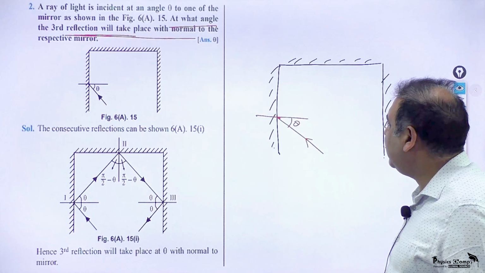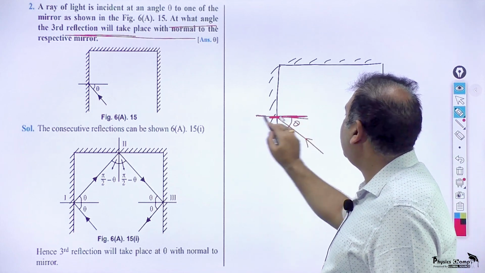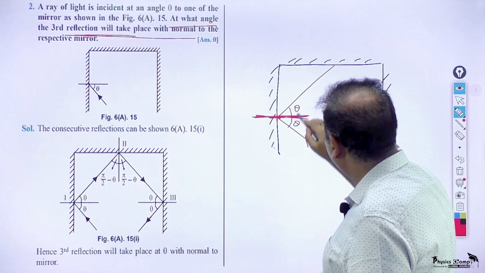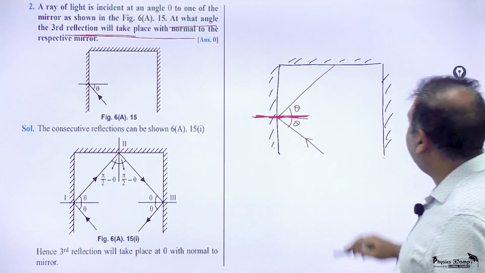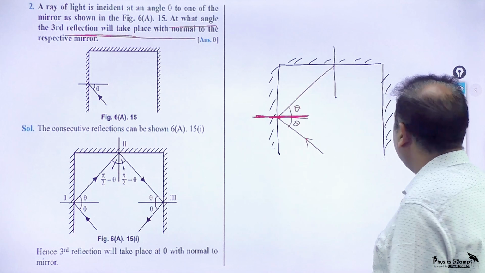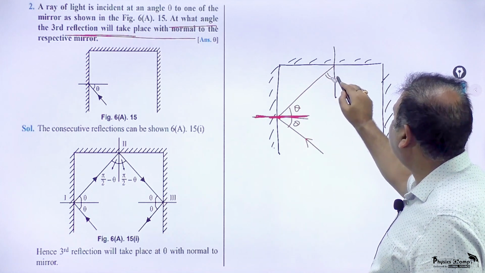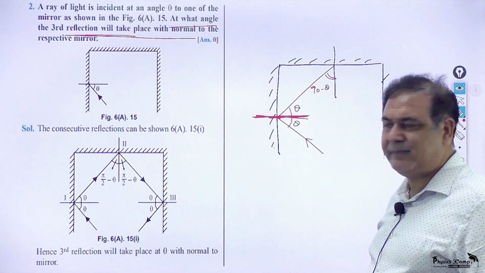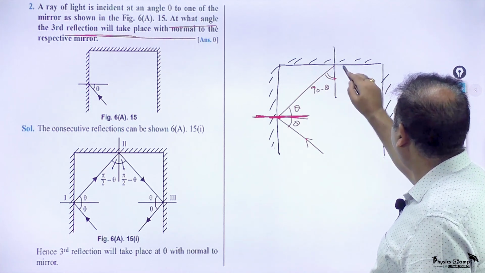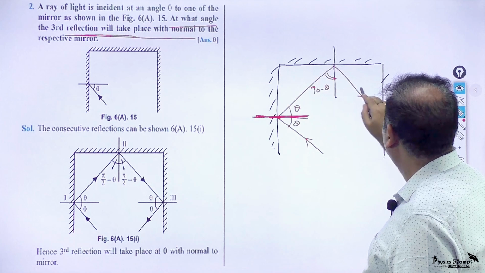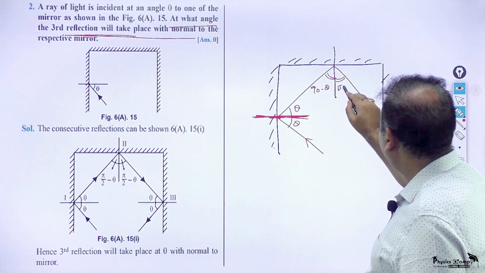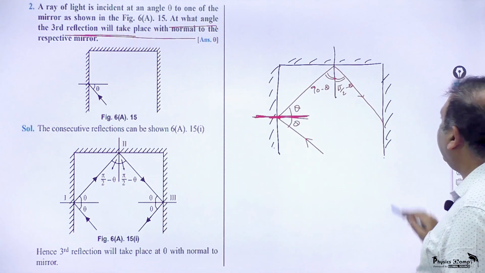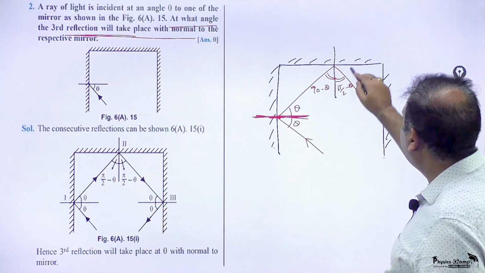If the incident beam is coming with the normal at an angle theta, the beam will reflect at the same angle theta. And here again you have a normal. If this is an angle theta, how much will be this angle? 90 minus theta. And it will reflect at the same angle, which is 90 minus theta. Now, if this is all 90 minus theta, how much will be this? Theta.